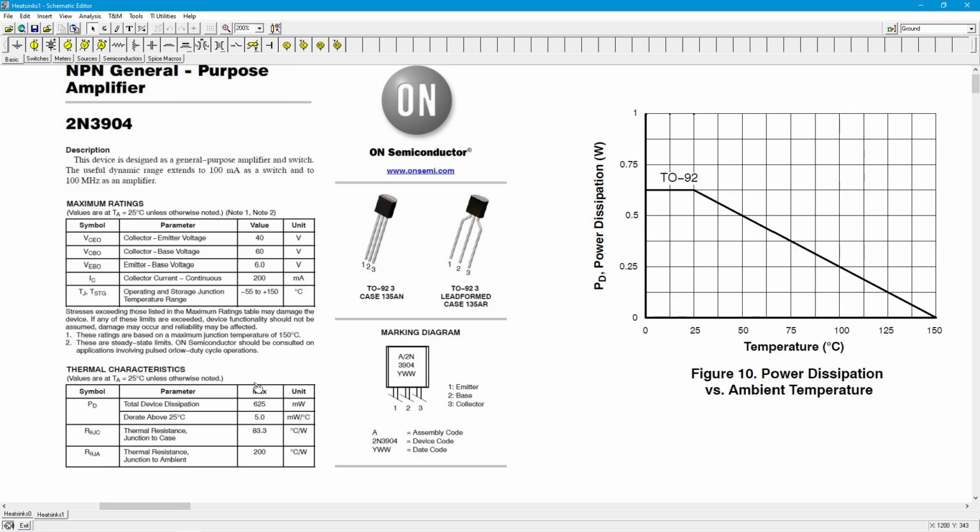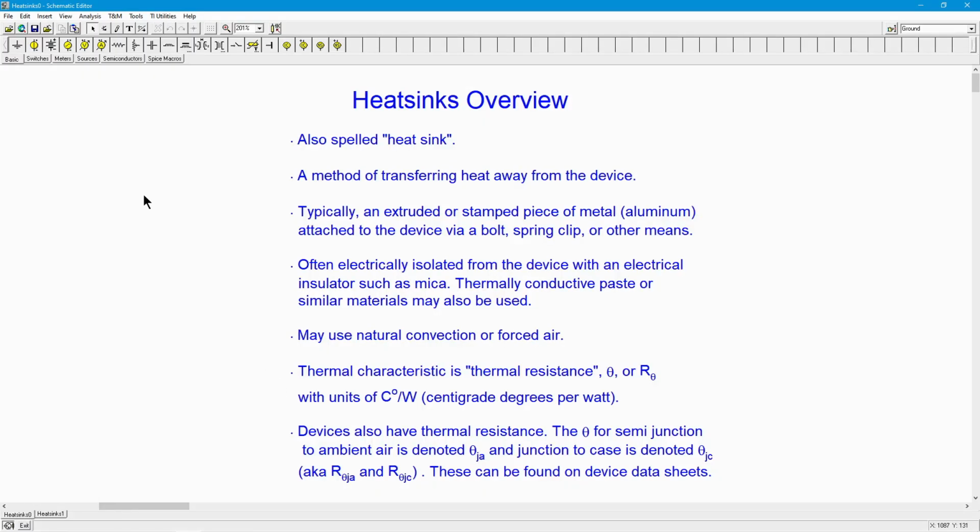But guess what? We can increase this even further by using a heatsink. So here's a little overview. The first thing I want to point out is heatsink is sometimes spelled as one word, sometimes as 2 words, heat sink or heatsink. Your choice. It's just one of those kinds of things. The basic idea for a heatsink is you want to transfer heat from the junction away to somewhere else. Basically, in most cases, that would mean to the surrounding air. And it can do this more efficiently than the transistor can by itself.